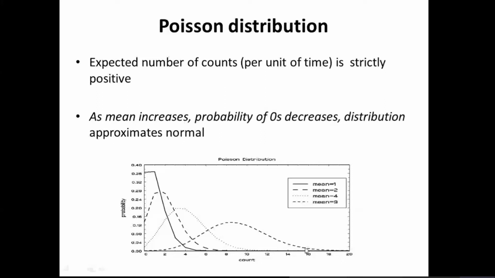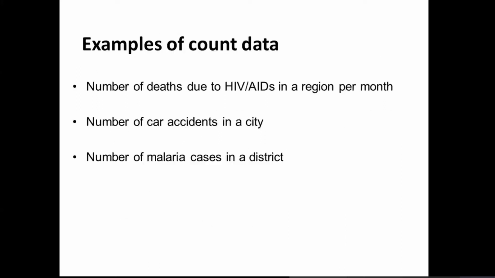Examples of count data: number of deaths due to HIV in a region or per month, number of car accidents in a city, number of malaria cases in a district, etc. All of this can be considered count data.